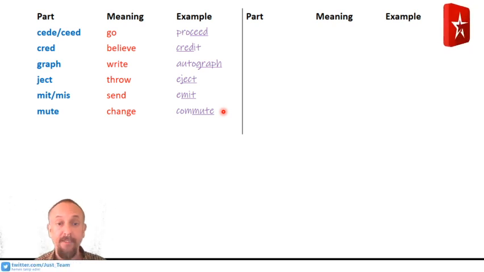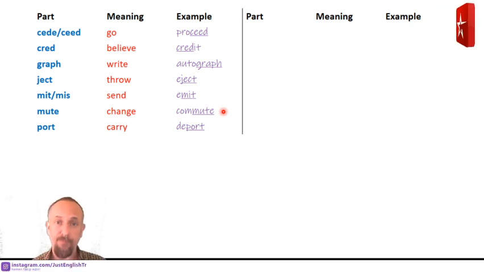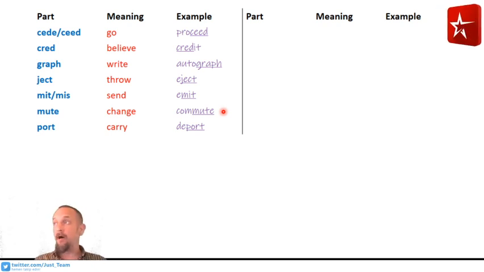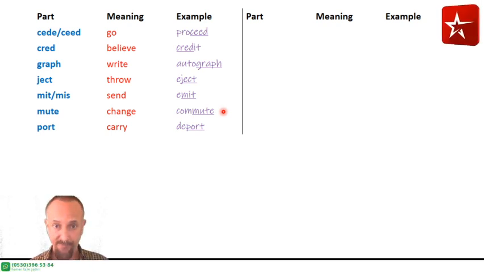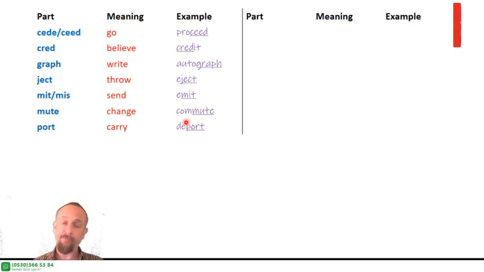We have mute, meaning to change, commute. We have port, meaning to carry. We saw this one a couple of weeks ago as well, like portable, deport, export, report. A number of words actually can be made up of this particular root, and it means to carry. And deport, as we saw a couple of weeks ago, means to carry away from. So if you're living in a country illegally and the police catch you, they will deport you from that country, or deport you back to where you came from.